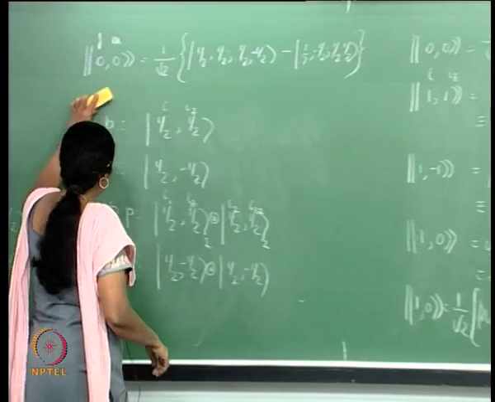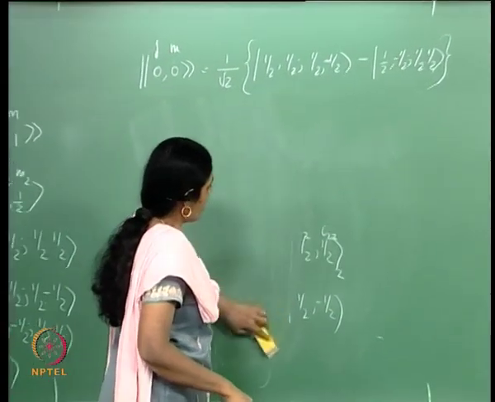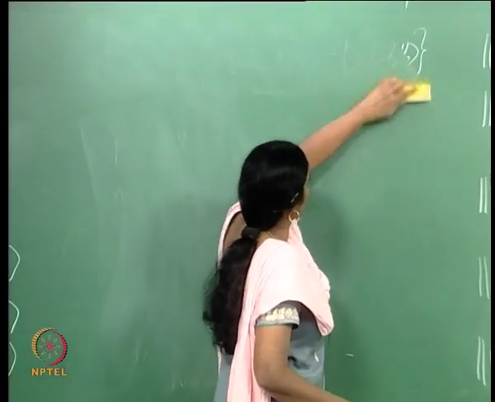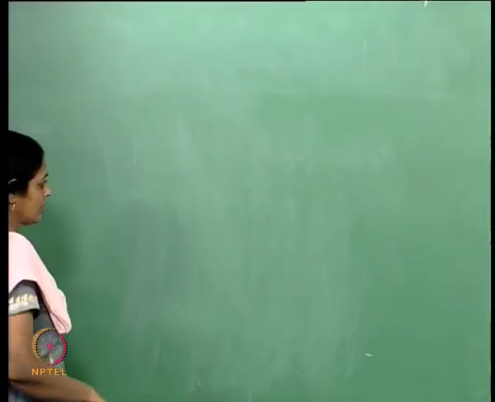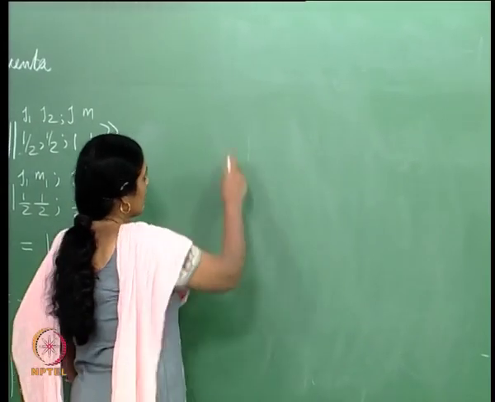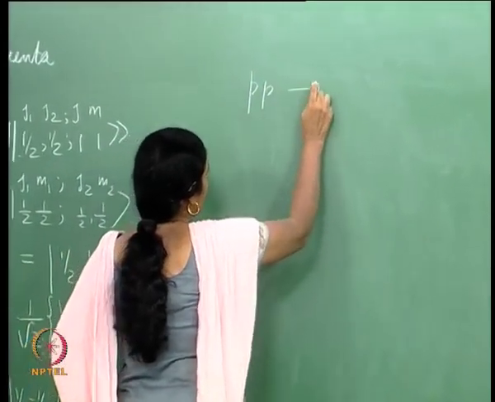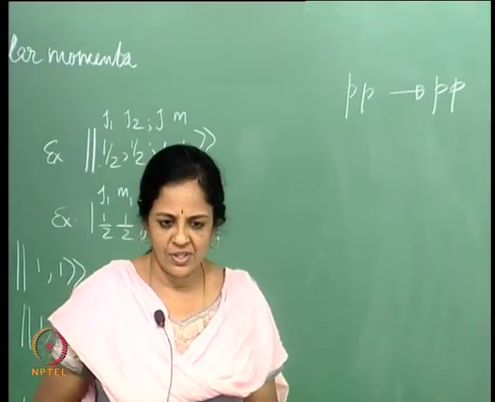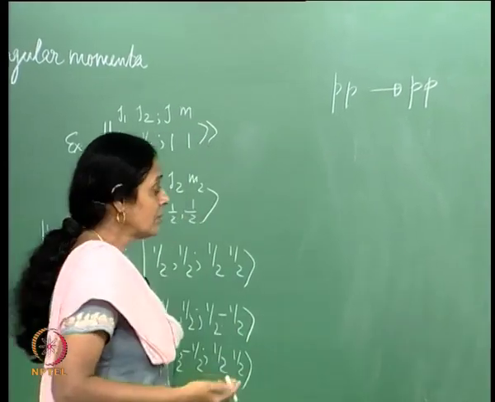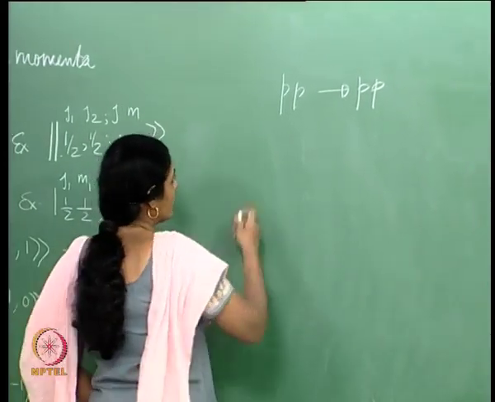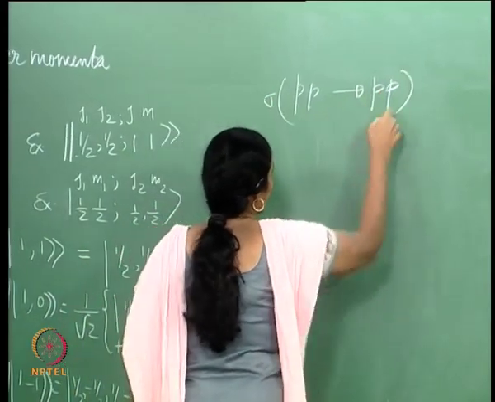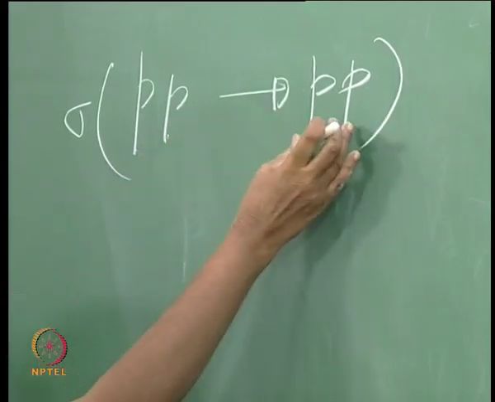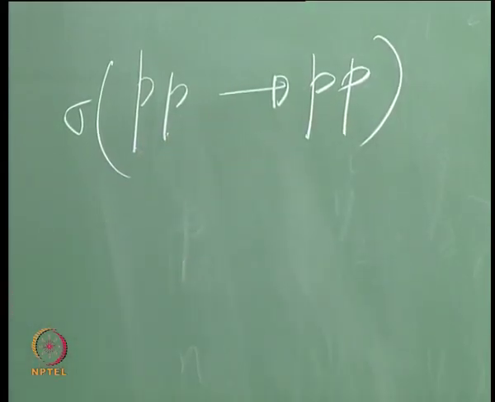Now, given these, I ask the following question. Suppose I look at the process, proton-proton interacting strongly to produce 2 protons. Experimentally, what the experimenter observes in the laboratory is the cross section for this process, the scattering cross section for 2 protons interacting to produce 2 protons strongly.